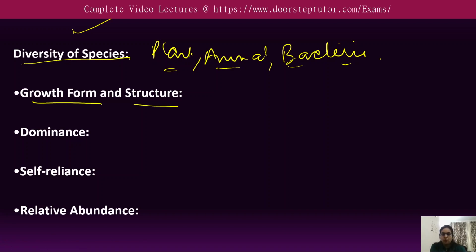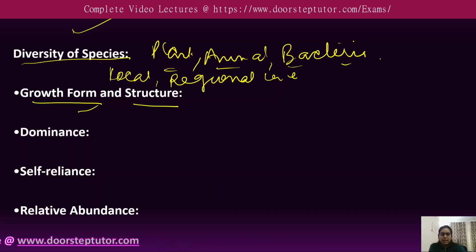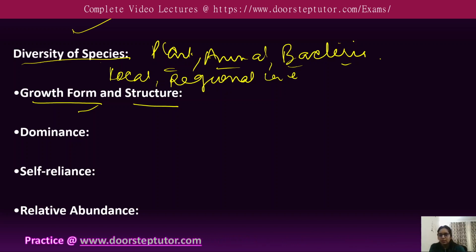One more point: the diversity of species can be assessed at both the local level and the regional level. Next is the growth form and structure. Primary growth forms such as trees, shrubs and herbs are the primary forms and they contribute to the community structure. Different plant species within each growth form influence the overall structure.